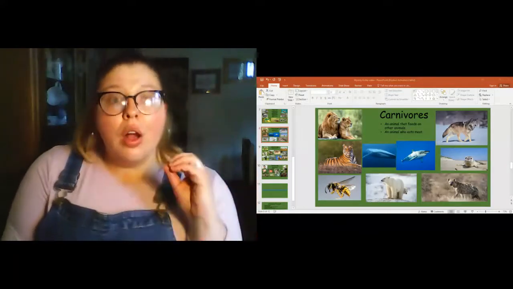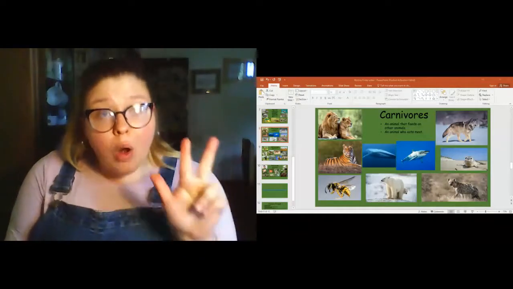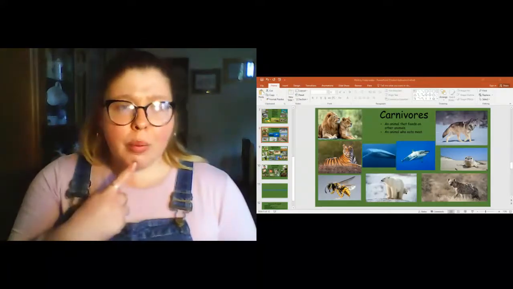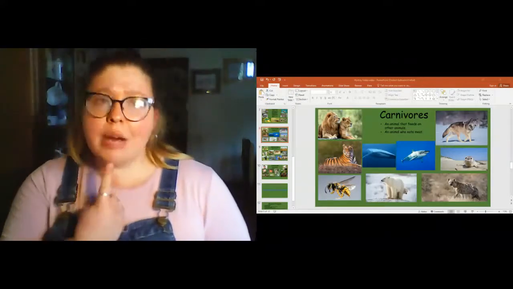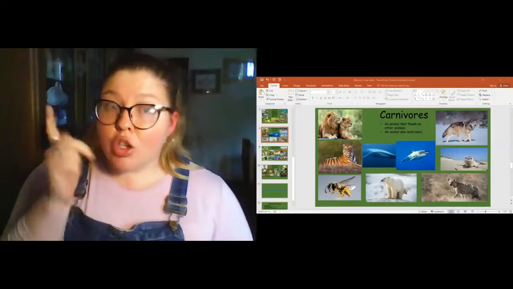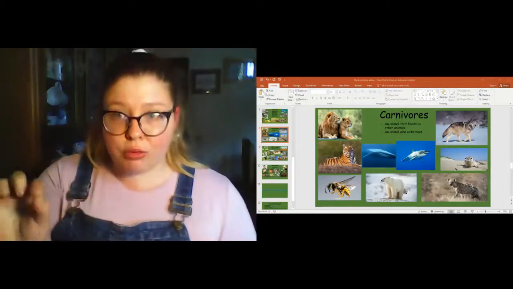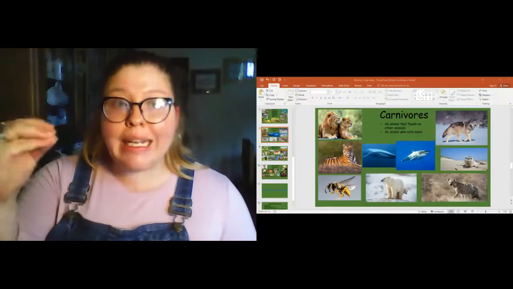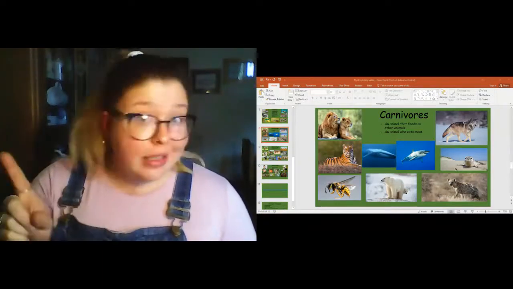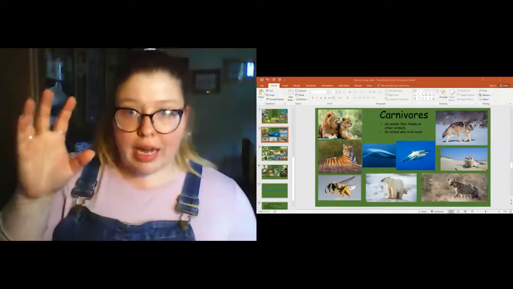So when we're talking about carnivores, omnivores, and herbivores, we're talking about what animals eat. So carnivores, we're going to start with carnivores first. I wonder if you can look at the animals and tell me what you think carnivores eat. You're right. Carnivores are animals that feed on other animals. So they are animals that only eat meat. They won't be eating any plants. They don't eat their vegetables. They only eat meat, and that meat comes from other animals.